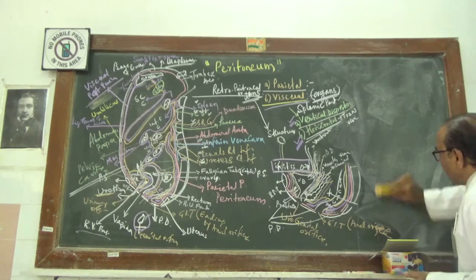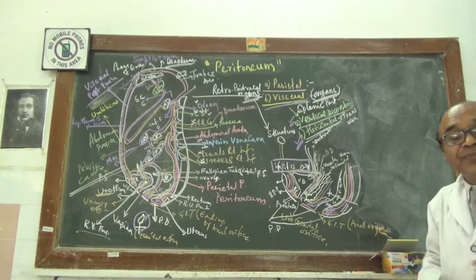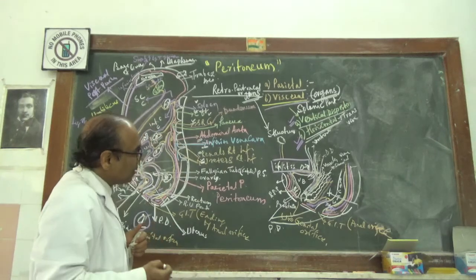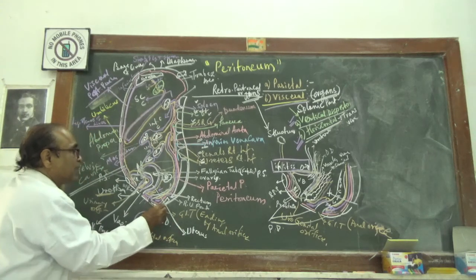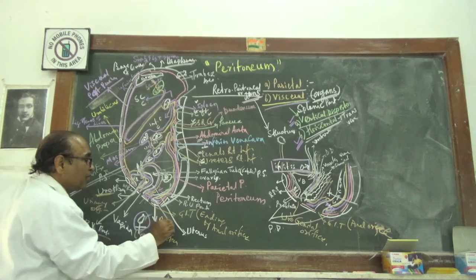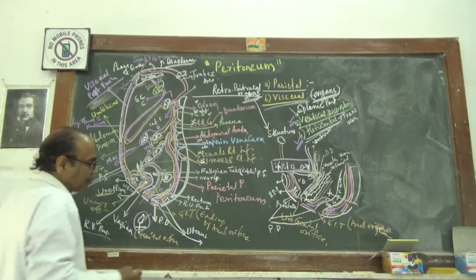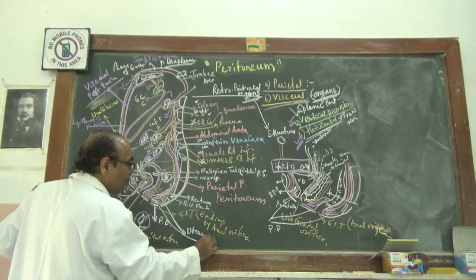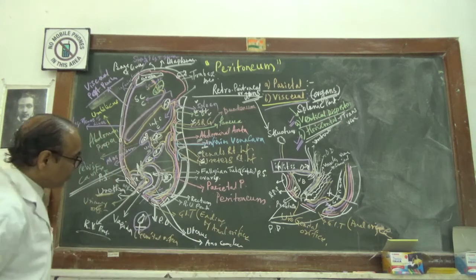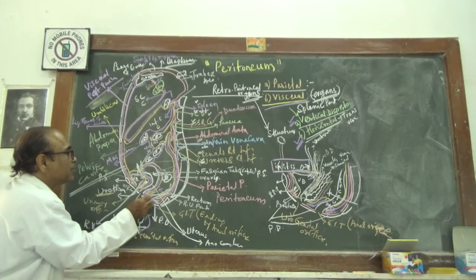Now you will be getting into the pelvic cavity. In the pelvic cavity, in male and female, this is the tip of the coccyx. From this there will be a horizontal ligament, from the coccyx to the anus. This will be called the anococcygeal ligament.